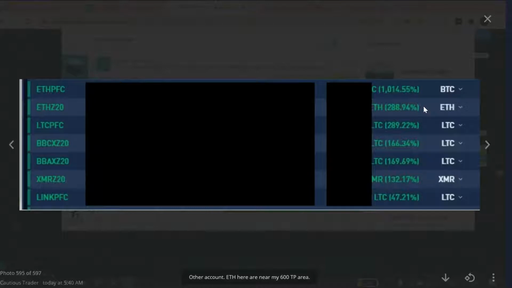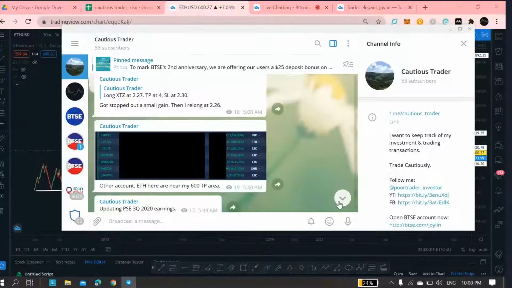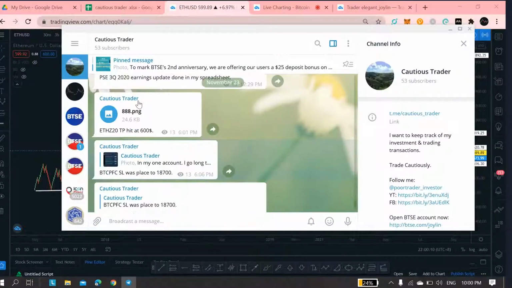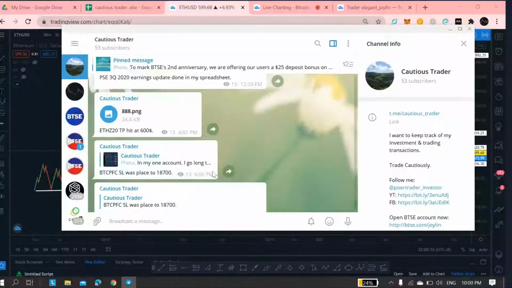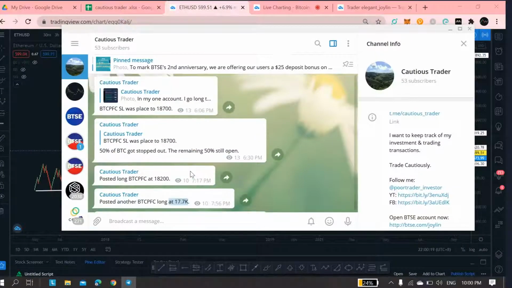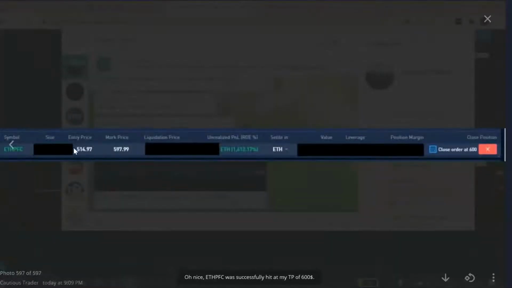So this one, I did not put the TP area here, but this one, the Ethereum perpetual, my TP area here is 600, which was done a while ago, and this one, the ETHZ20, which ends December 25. So it hit at $600, which is also right here. So my close order there is 600. And then the other Ethereum, this one, the 514 area, I closed it at 600, which was successfully done a while ago.